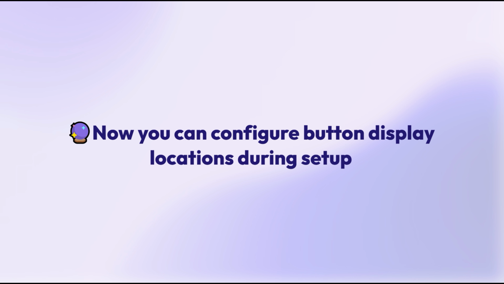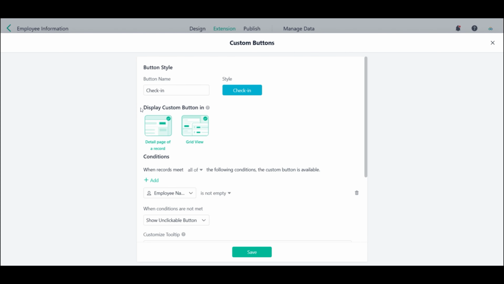Starting from this version, you can now set the display location of custom buttons during setup. You can choose from two options, the detail page and grid view. Additionally, custom buttons are now supported in the Kanban view on PC and the gallery view on mobile, making buttons accessible across more scenarios and enhancing operational convenience.